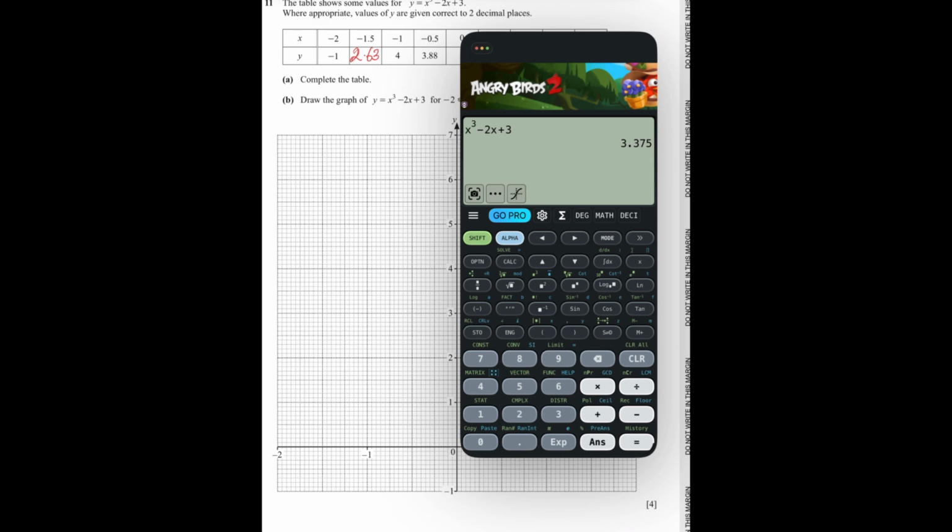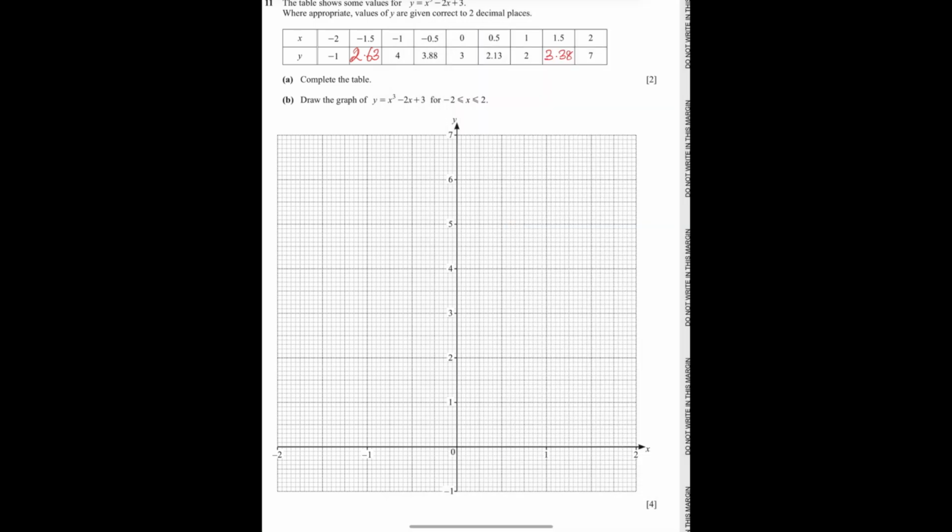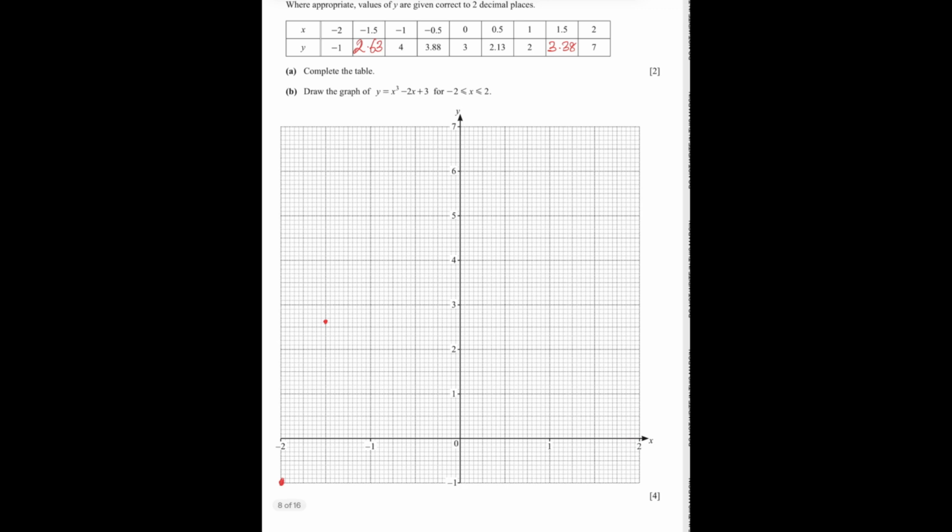Okay, now let's quickly sketch. So minus 2, minus 1, x is minus 2. So minus 2, minus 1 is here. Minus 1.5, 2 point, you can just round it to 2.6, that's fine. 2.6 is here. Minus 1, 4 should be somewhere here. Minus 0.5, 3.9. Minus 0.5, 3.9 is here.